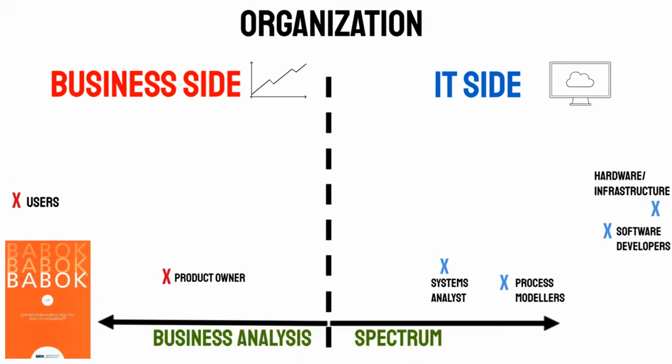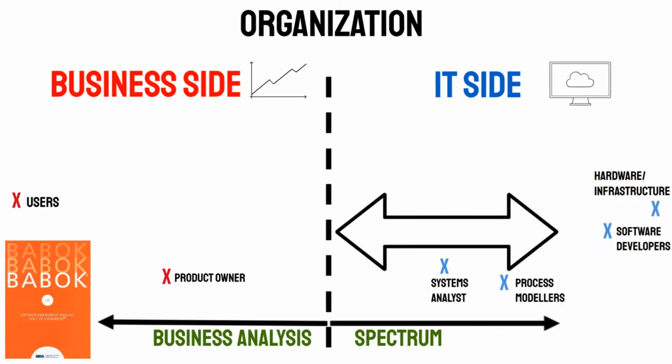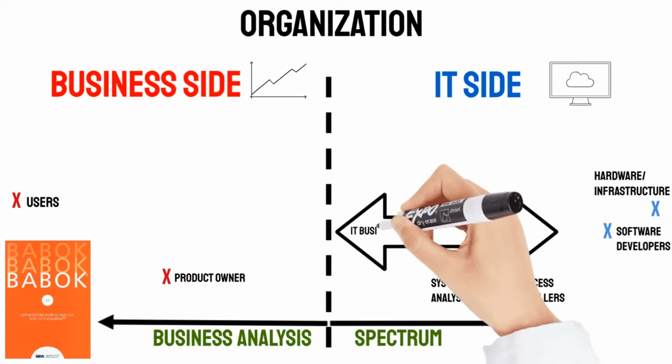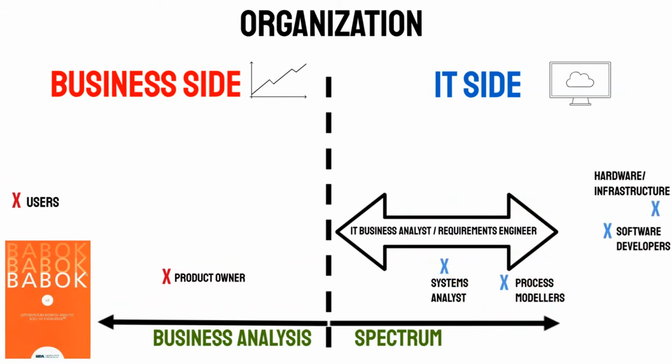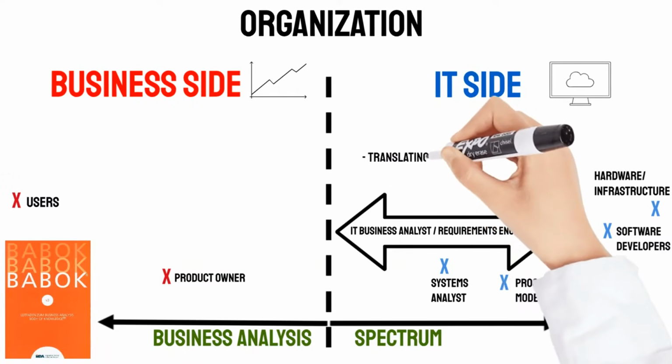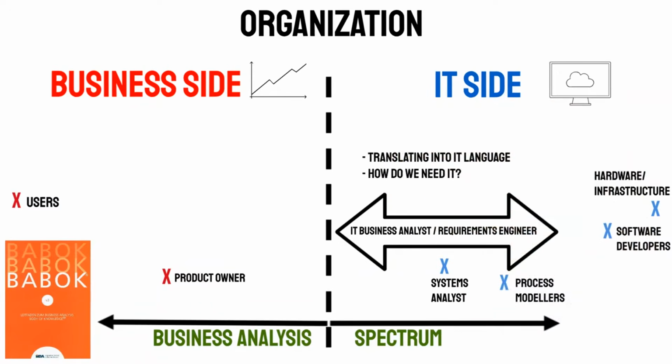As you can see on the right hand side, the systems analyst and the process analyst or process modeler are more IT related. Roles which are more on the IT side are most often called IT business analyst or requirements engineer in job descriptions. Maybe you have seen these different job titles before. Mainly what people on the IT side are doing is translating requirements into IT language, or basically how do we need things.